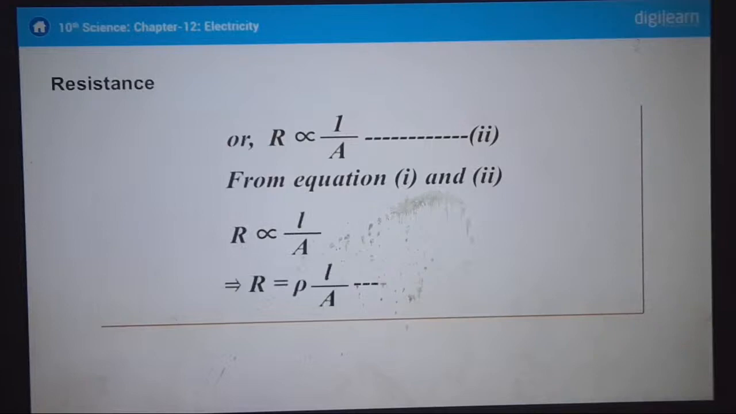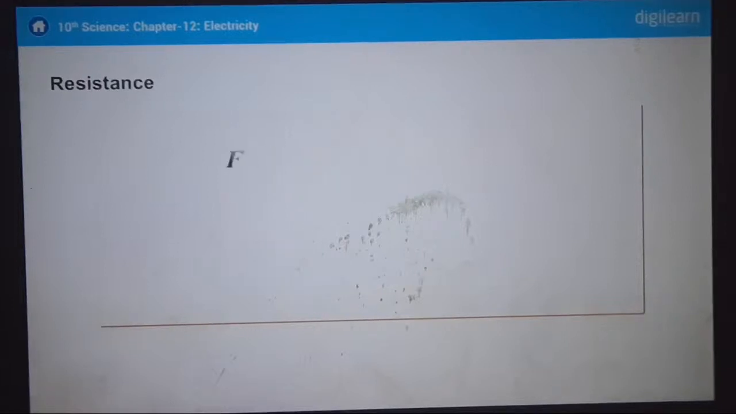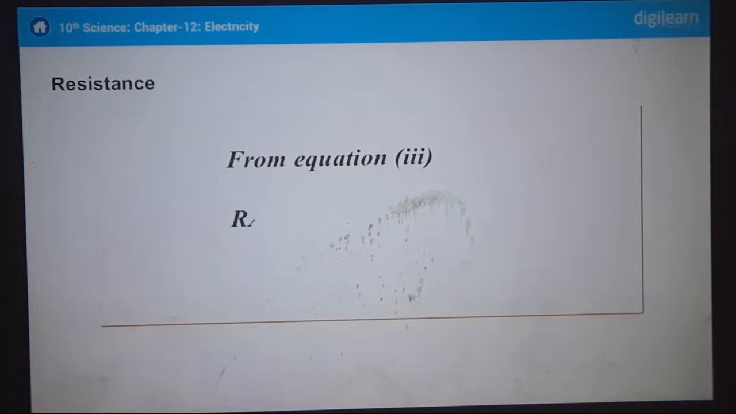Therefore, R = ρL/A, equation 3, where ρ is the proportionality constant. It is called the electrical resistivity of the material of the conductor. From equation 3, RA = ρL, so ρ = RA/L, equation 4.